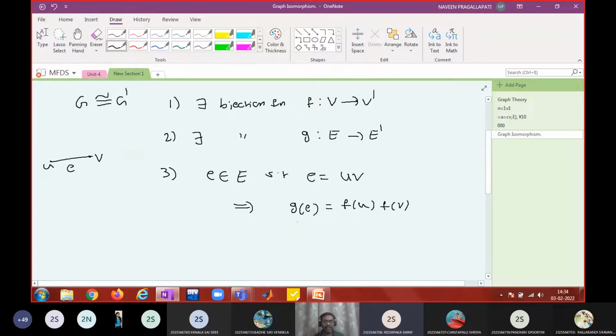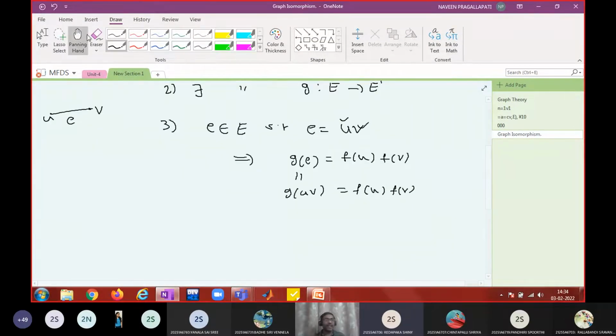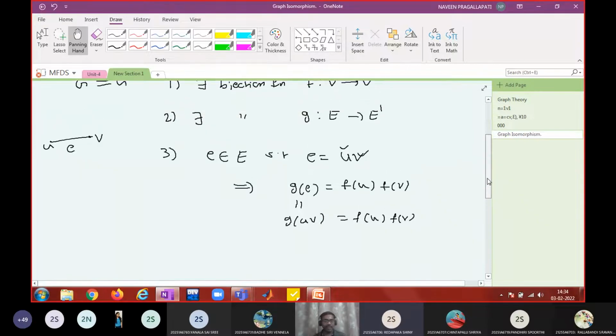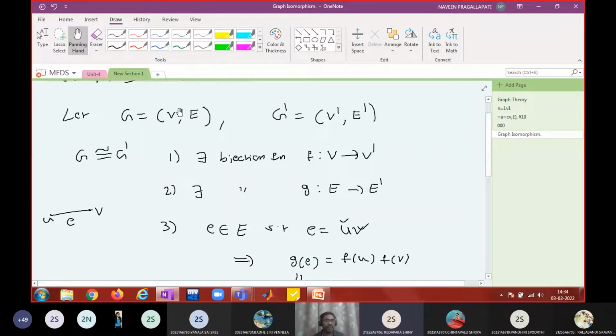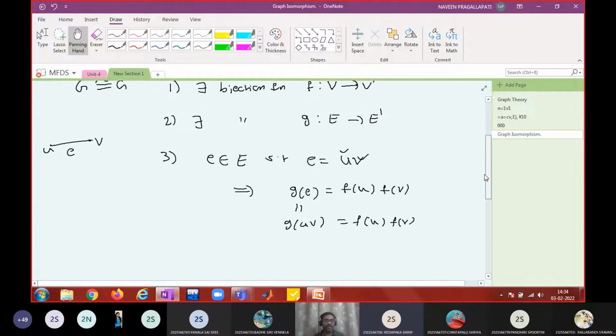So if that is the case, what is G of E? G of E is nothing but G of UV. E is nothing but UV, no? So G of UV equals F of U, F of V. If that is the case, we say those two graphs are isomorphic, and the function, the association between G and G dash, is said to be an isomorphism. That association is nothing but a function.